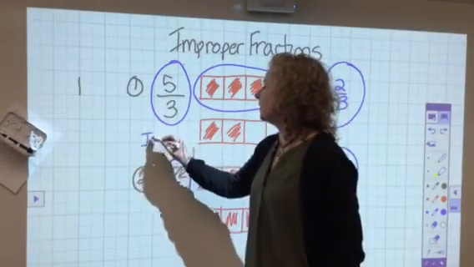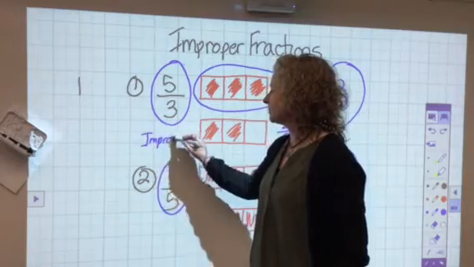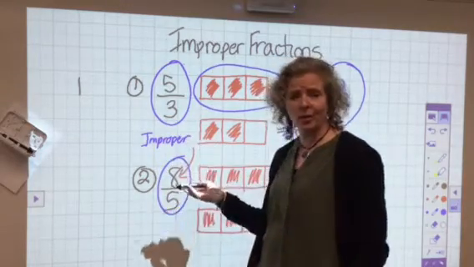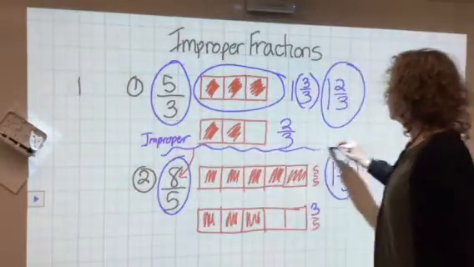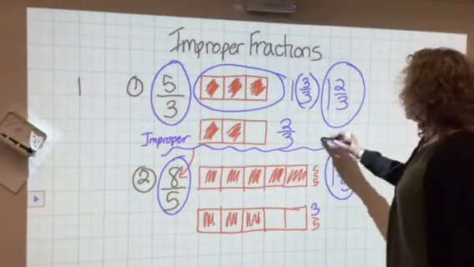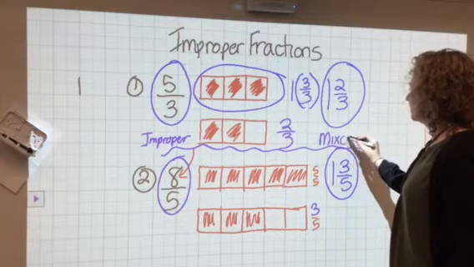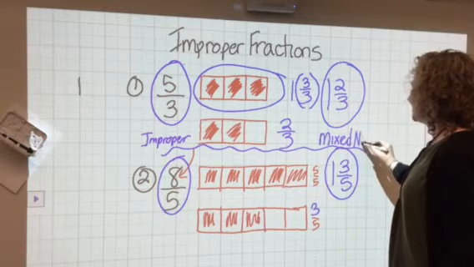This side is the improper fraction. It's improper because the numerator is bigger than the denominator. Here, I made some models. And this is the mixed number side. Make sense? You're going to try it.